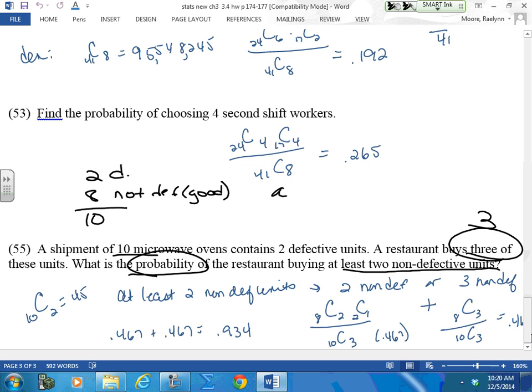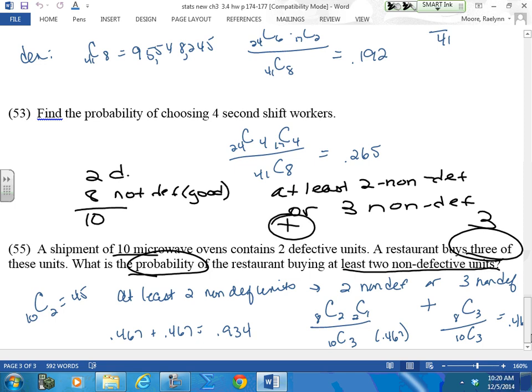So, at least 2 non-defective says I can have 2 non-defectives, 2 good ones, 1 defective. At least 2. Think money in your pocket. If you have at least $2, you could have 2 or more. So I could have 2 or 3 non-defective. And an or says add. So you have to do this twice. Your bottom number is your generic number. 3 at any of the 10. That's my group, my bottom number.